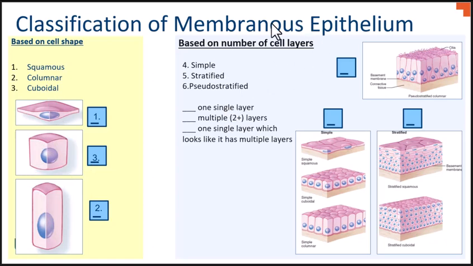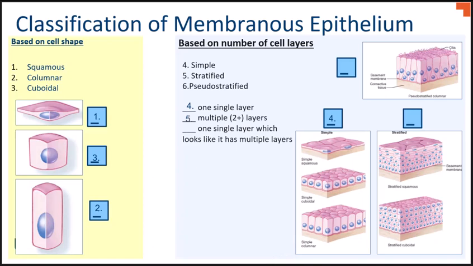Now, if we look at how they can be named based on the number of layers, we have simple, which just simply means there's one layer. And here's an example of that. You can see one layer. Now, how do you know it's one layer? Well, it's based on that basement membrane. So there's one layer of cells on the basement membrane. As soon as you have cells that are not coming into contact with the basement membrane, so maybe a layer above this, it's no longer considered simple.